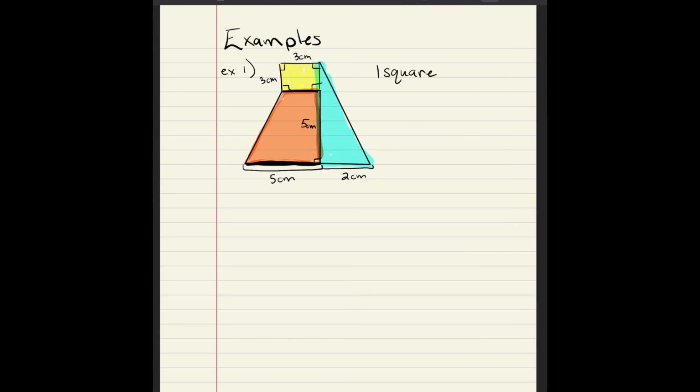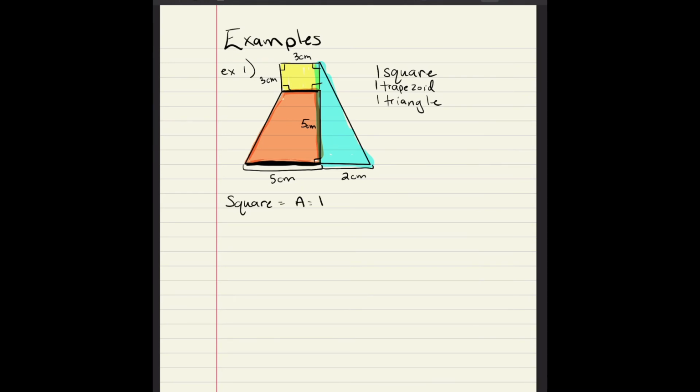Next I have a triangle. So let's write one trapezoid, forgot to write that, and one triangle. And it's one right triangle. Now I'm going to start by solving and find the area for each one. So I'm going to start with the square.